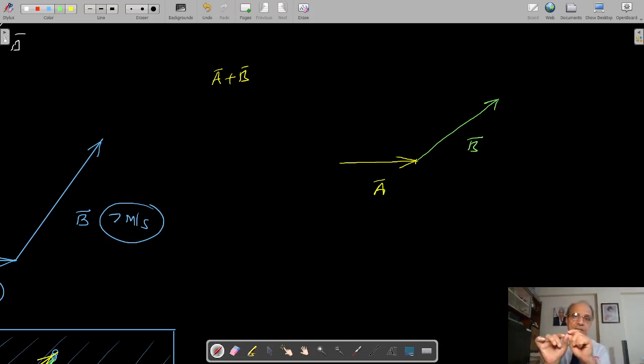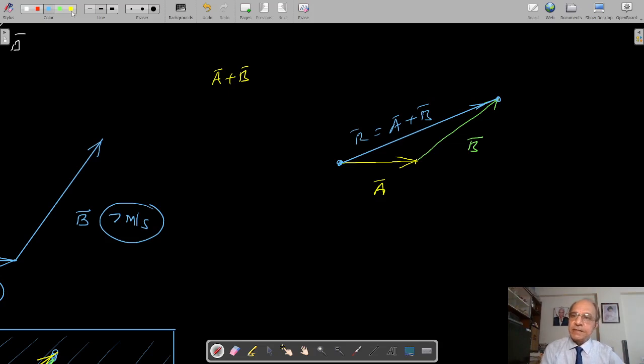First I draw A, then at the point where A terminates, I start drawing B. And what is the initial point of A and the terminating point of B? If I join these two, then this is A plus B. So this vector is basically A plus B, or I can write this as R, the resultant vector.